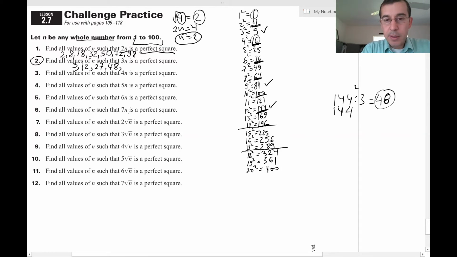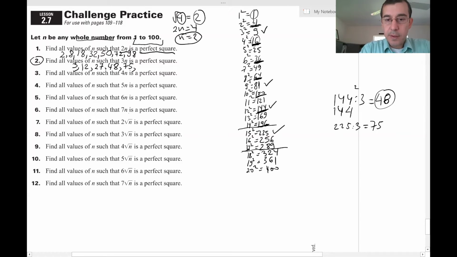Then 169, 1 and 6 is 7, and 9, 16. 16 is not divisible by 3. 196, 1 and 9 is 10, and 6, 16. 16 is not divisible by 3. 225, yes, it is divisible because 2 and 2 is 4, plus 5 is 9. 9 is divisible by 3. So 225 divided by 3, that's 75. 7 times 3 is 21, and 15, 75. So n is 75.